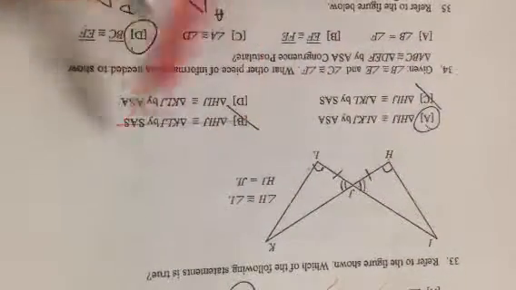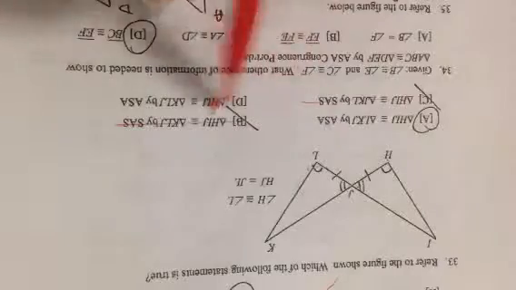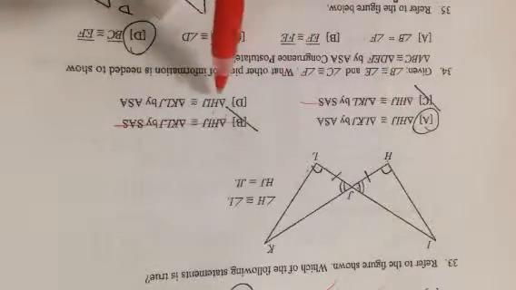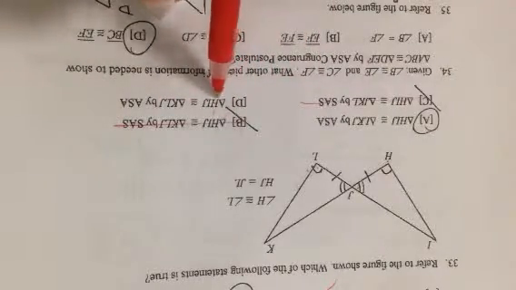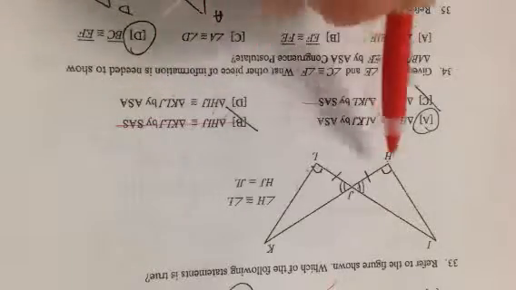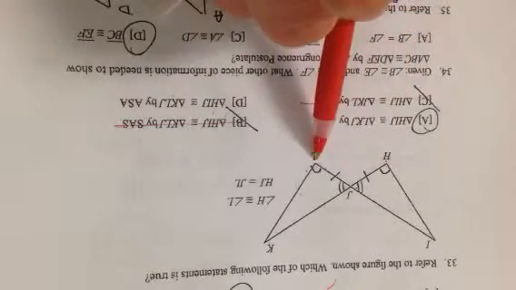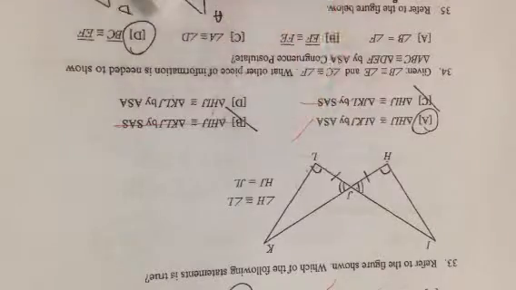And again, it's not SAS, and it's not the other, so that eliminates those two. And then again, here you're saying angle H is the same as angle K, which is not true. Angle H corresponds with angle L over here, so that's why it has to be this statement for A.